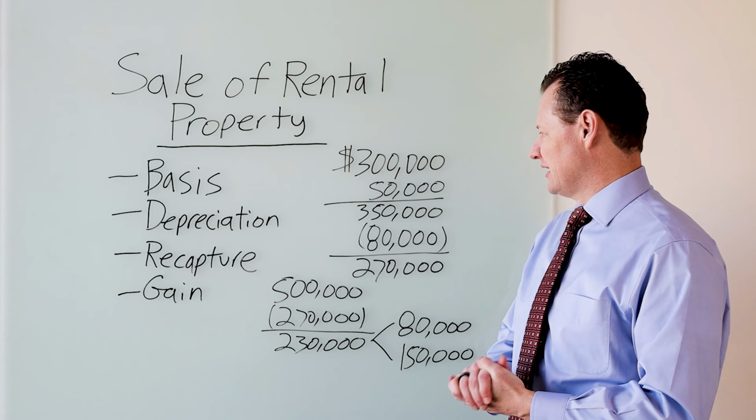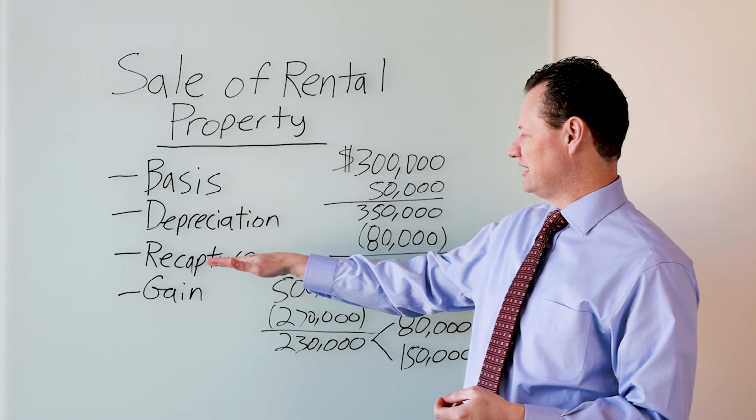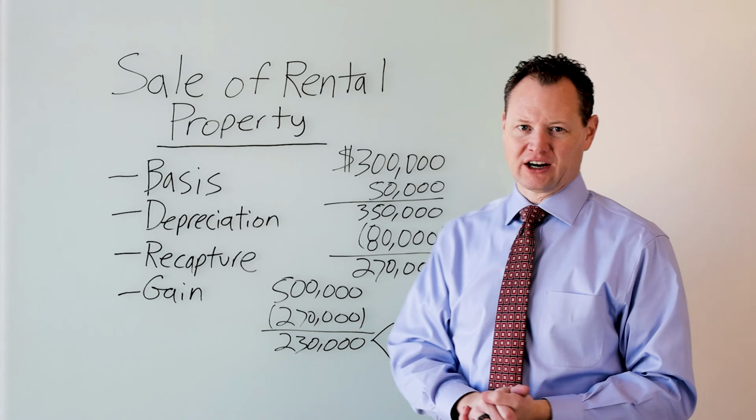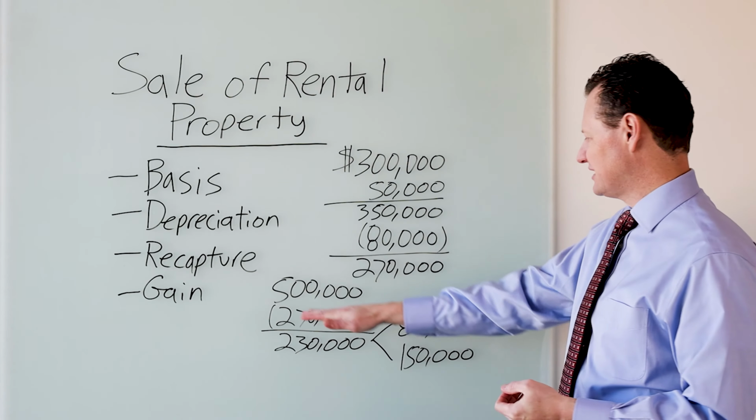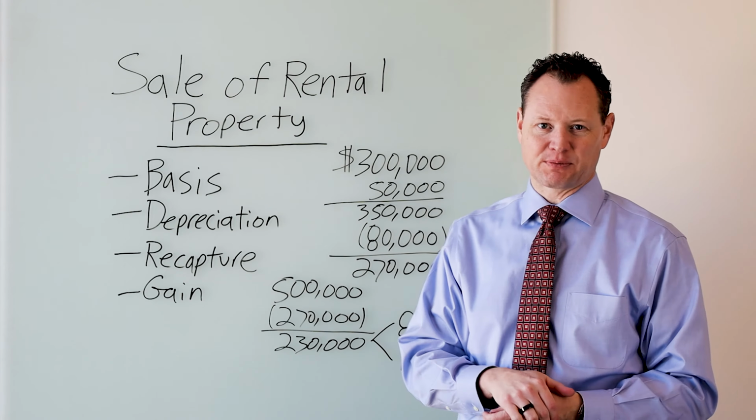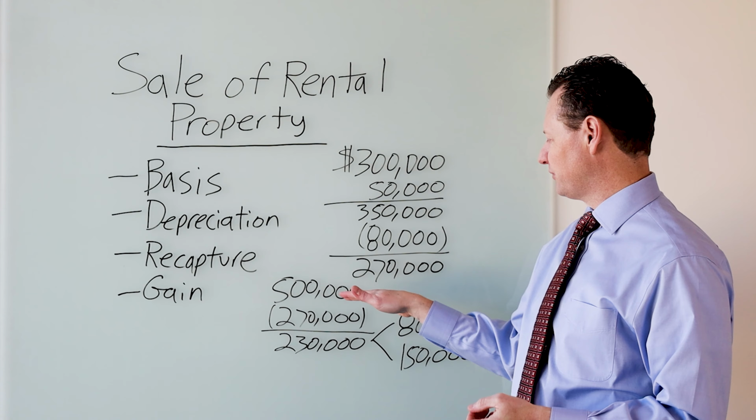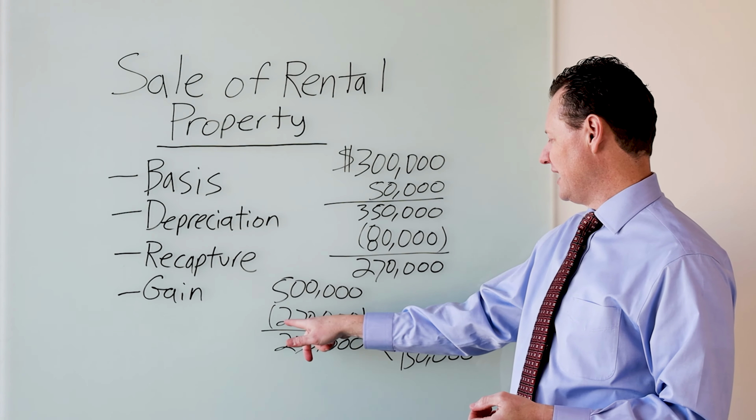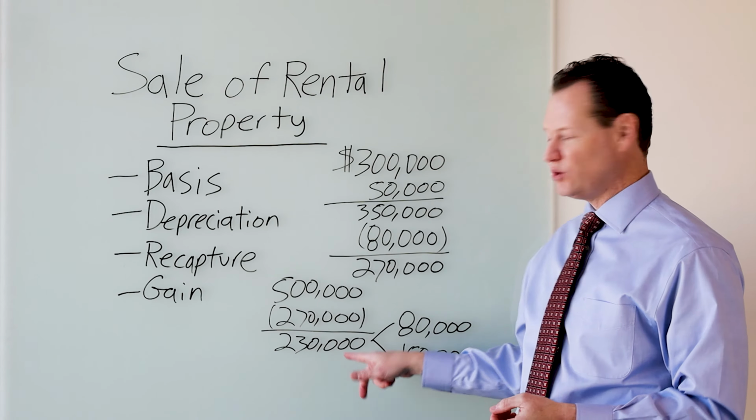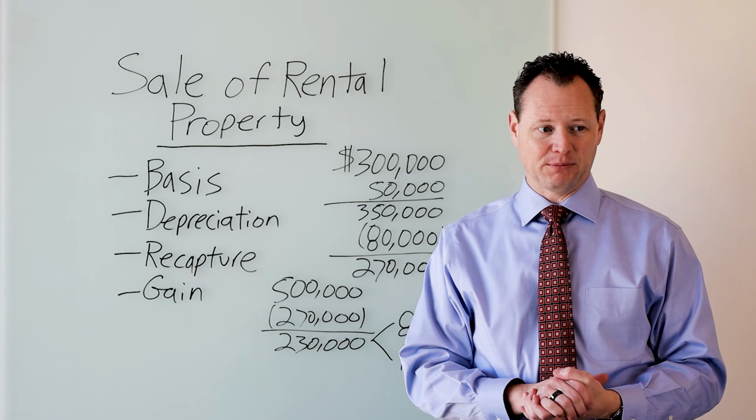Now, when we go and sell that property, we have to figure out the division between recapture and what would be our capital gain. So here's an example where we take our basis of 270, and let's say we now sell this property for $500,000. We have $270,000 in basis, so we end up with a $230,000 gain on the sale of that property.